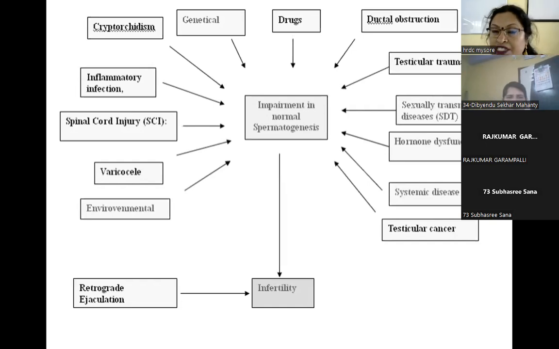The body itself synthesizes antibodies against the spermatozoa. Similarly, testicular cancer, systemic diseases, hormonal dysfunction, testicular trauma, retrograde ejaculation, and anatomical causes. There is a blockage in the vas deferens, and thereby the spermatozoa will not reach, and they will be ejected out through urine. There are blockages at different sites. So these are some of the reasons which will impair the normal spermatogenesis.